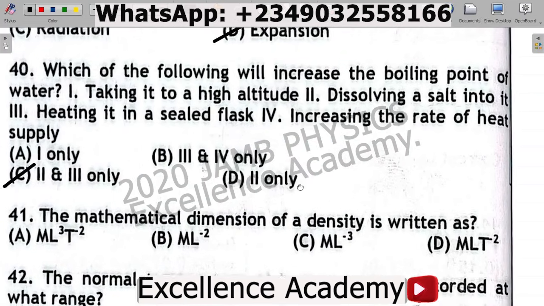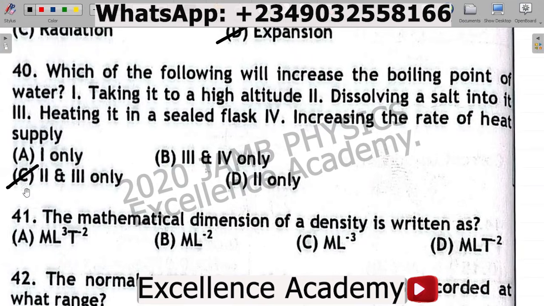All right, so as usual, I'll leave question 41 for you. 41 says the mathematical dimension of density is written as, you have option A, option B, option C, and option D. So which of these is the correct answer? Leave the correct answer in the comment section. I will give a reply. I'll tell you if you're correct or not.